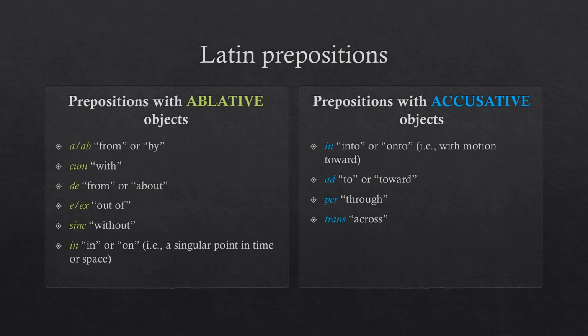Prepositions that take accusative objects tend to express motion toward. Such prepositions include in, into or onto, i.e. with motion toward; ad, to or toward; per, through; trans, across. Take care to memorize each preposition and the cases they take.